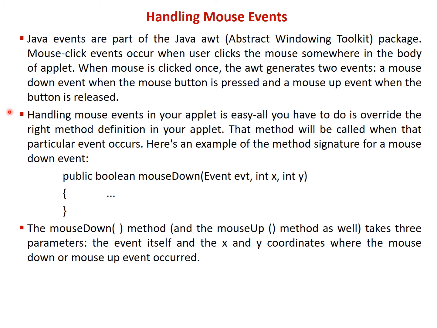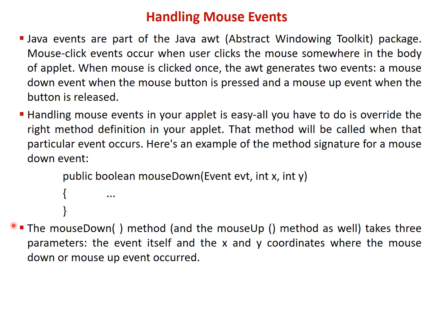Handling mouse events in your applet is easy. All you have to do is override the right method definition in your applet. That method will be called when the particular event occurs. Here is an example of the method signature for a mouse down event: public boolean mouseDown(Event evt, int x, int y).